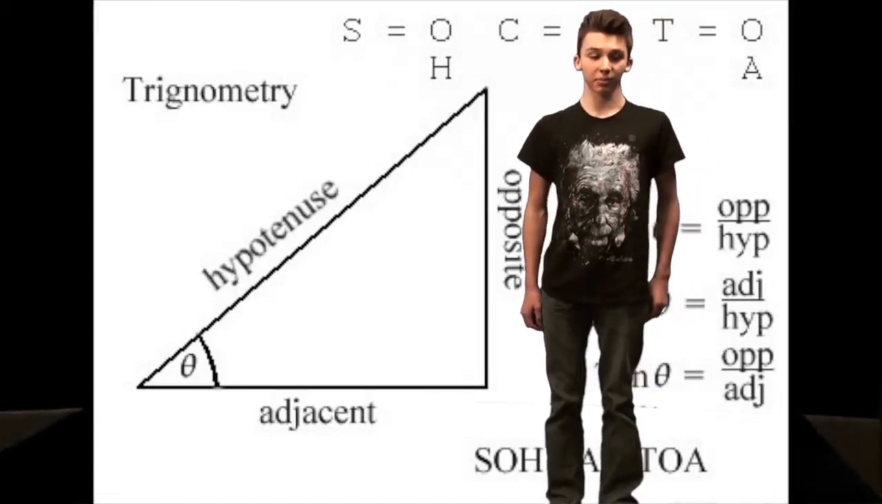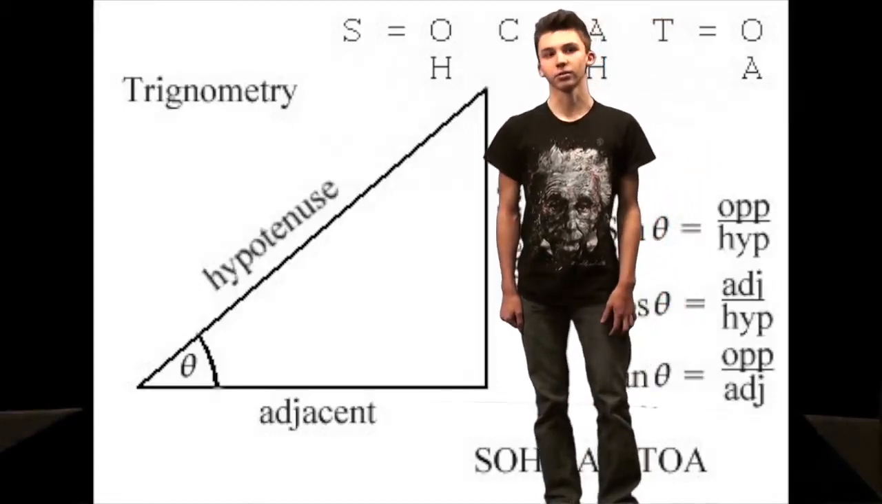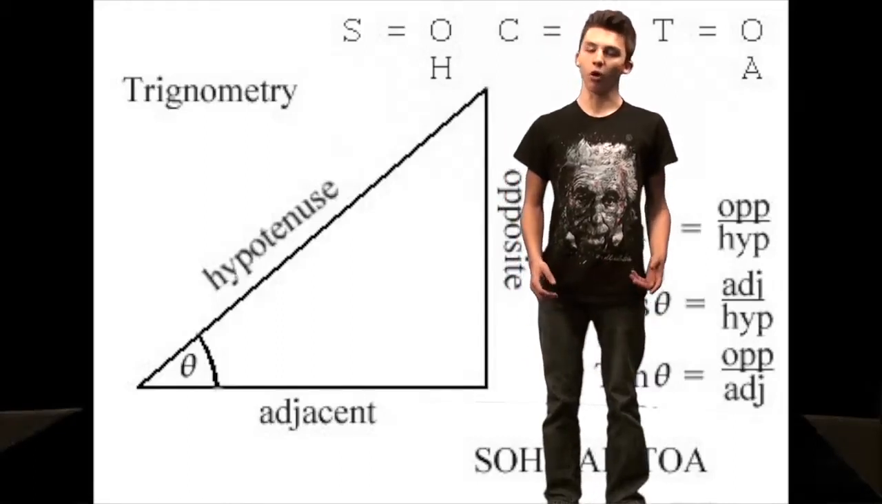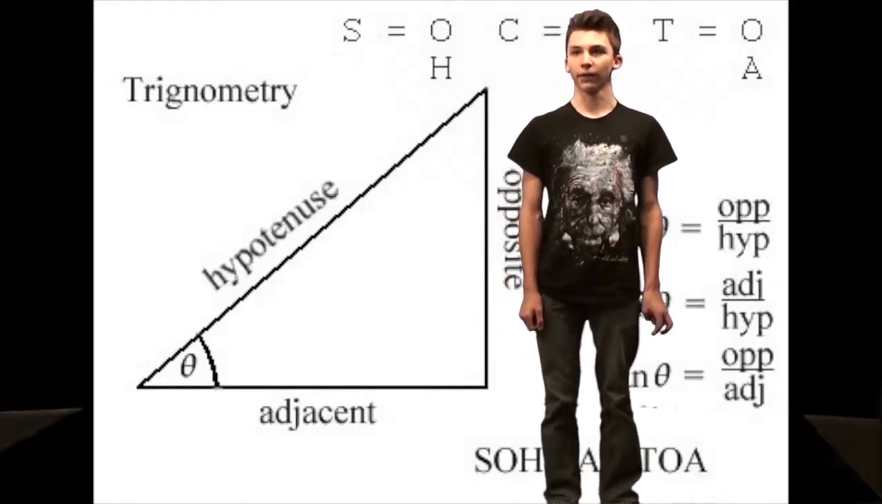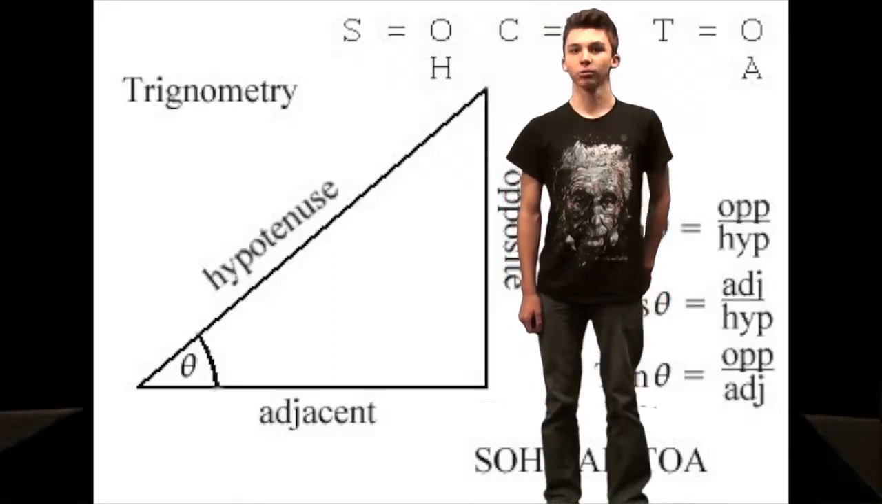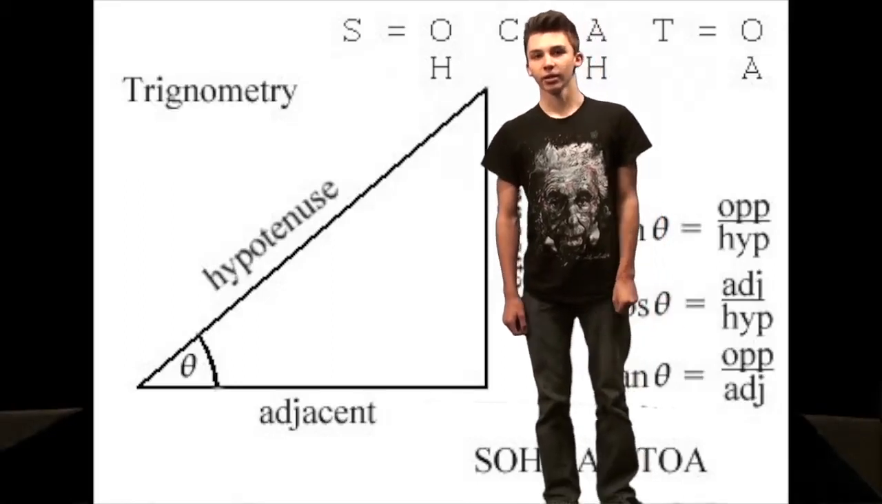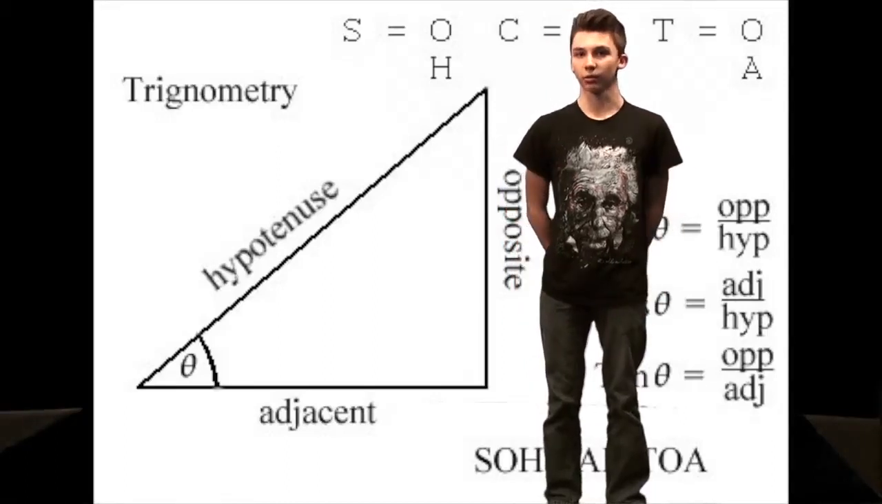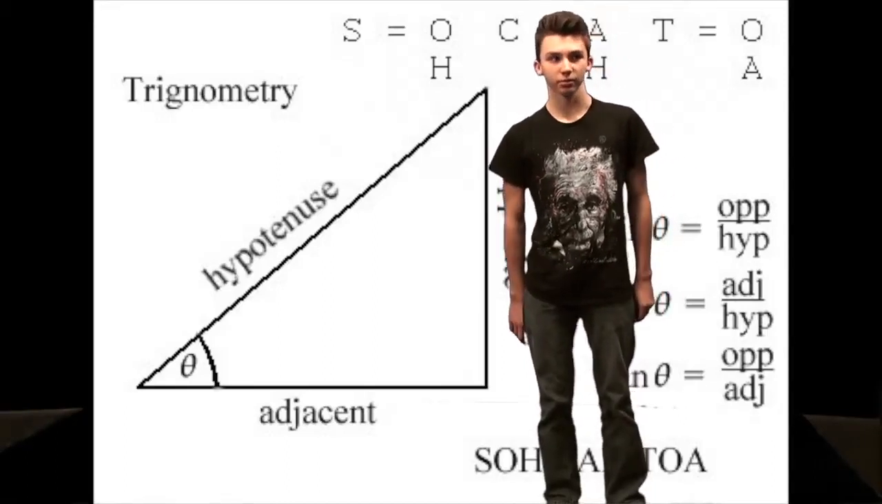Now, these types of ratios only work on right triangles. The opposite is the side that the angle opens up to, or faces. Now, the angle, which will be referred to as theta, is usually one of the acute angles on the right triangle.